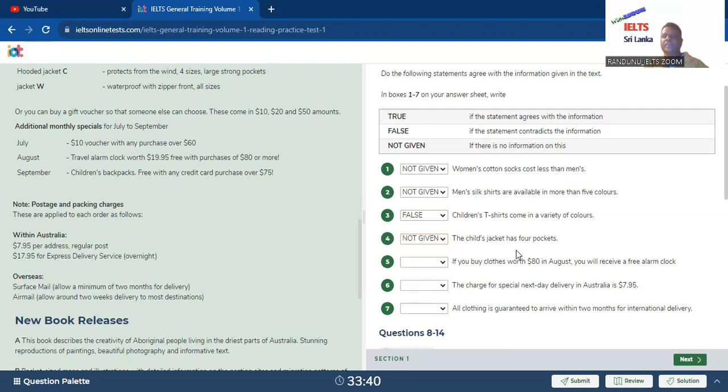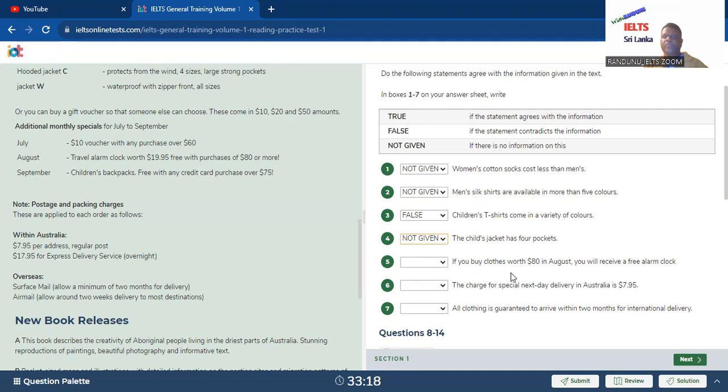Right? Child jacket has 4 pockets. We know it may or may not be 4 pockets. Here the 4 sizes are the sizes of the jacket. It's not about the number of pockets. So the answer is not given. You don't know number of pockets.